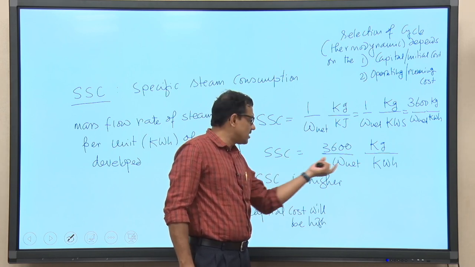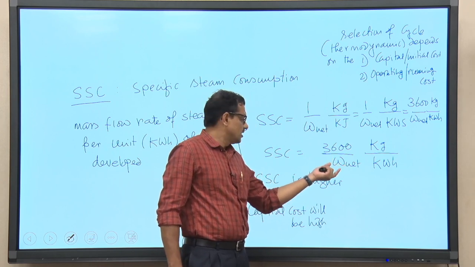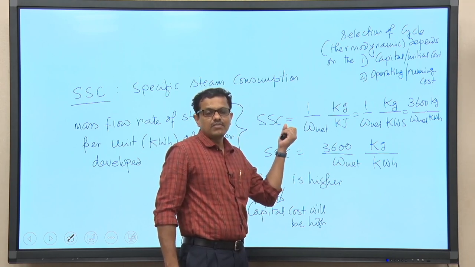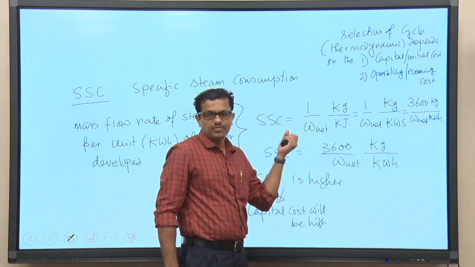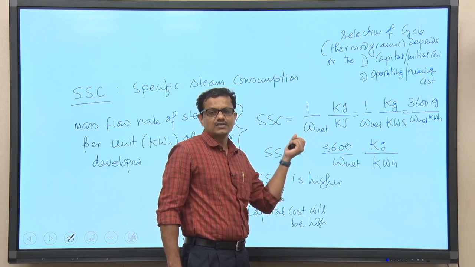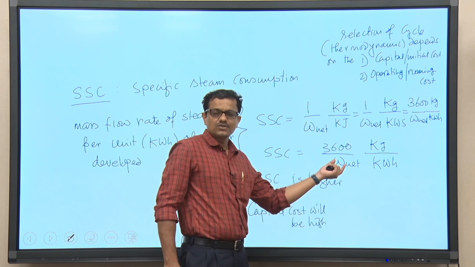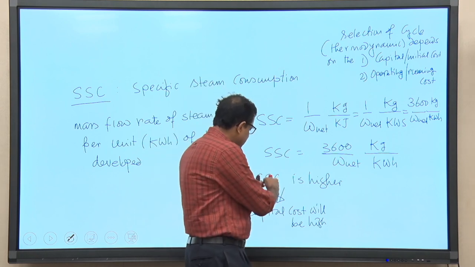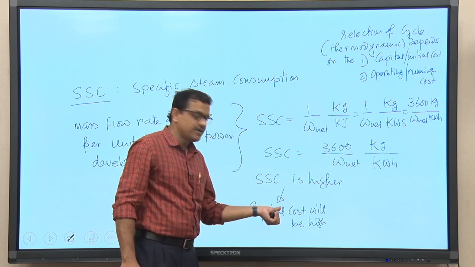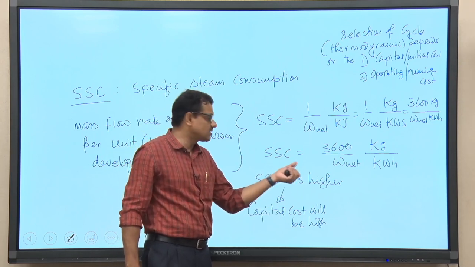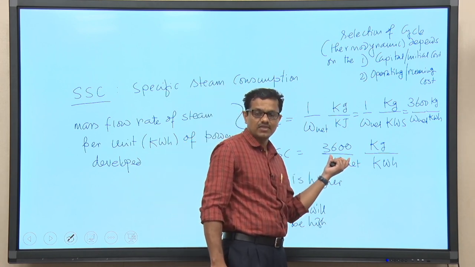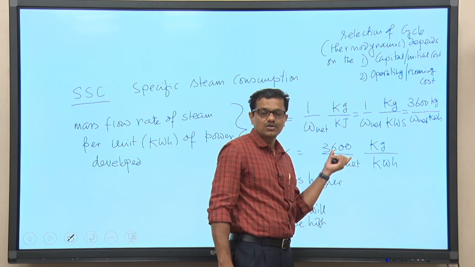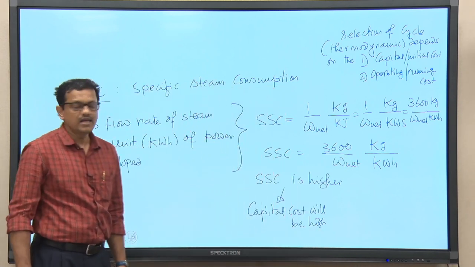For higher SSC, you know that W net will be less. So, if W net is less, then we have seen that thermal efficiency is W net by Q in. So, for the given heat input, rather given energy input in the form of heat, if we get less work output, then efficiency will be reduced. So, for higher SSC, the greater will be the size of the plant, the capital cost will be higher. On the other hand, to have higher SSC, you can see from this expression that W net should be less. If W net is less, for a given heat input, the efficiency of the plant will be reduced. So, the operating cost or running cost will be high.